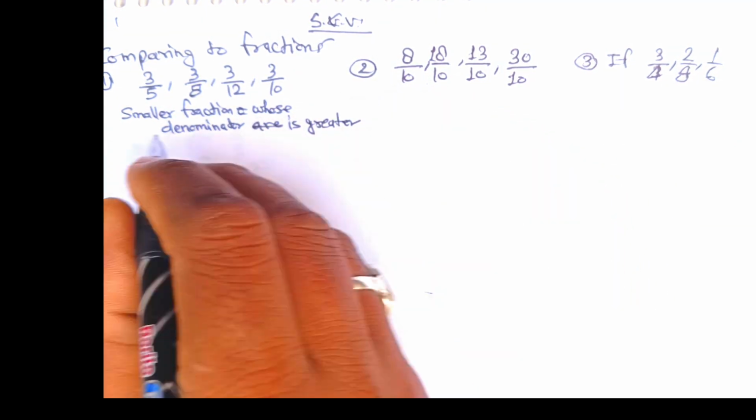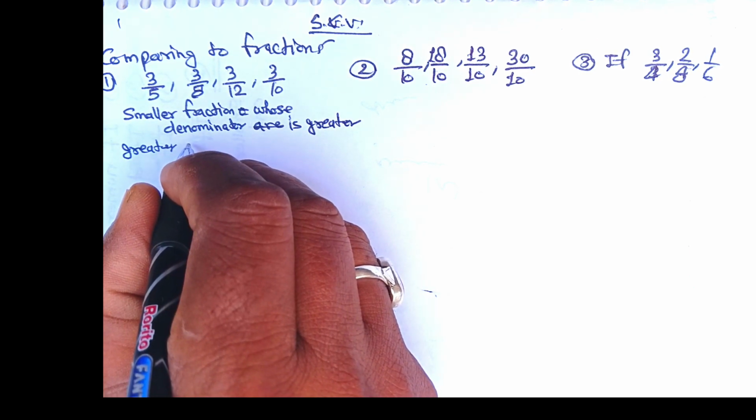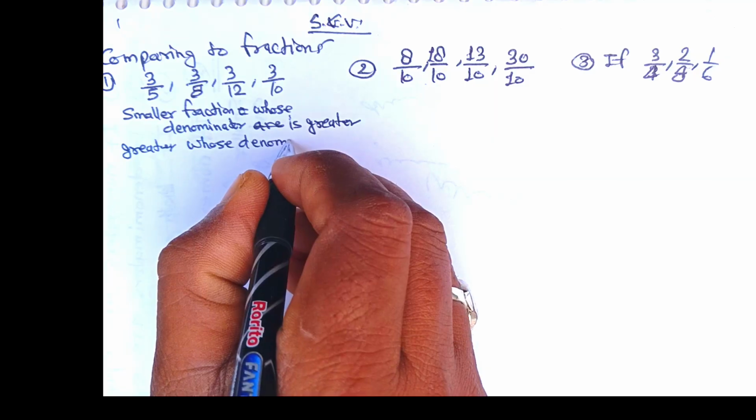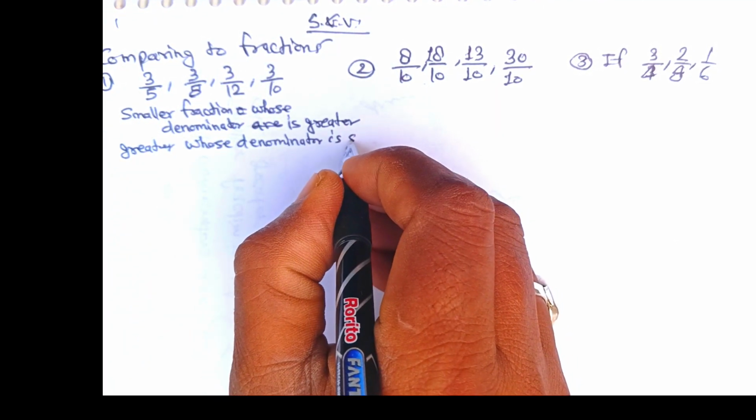Smaller fraction is whose denominator is greater, and greater is whose denominator is smaller.